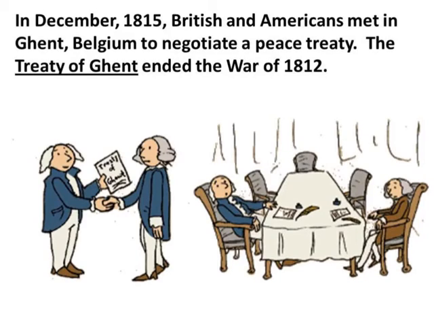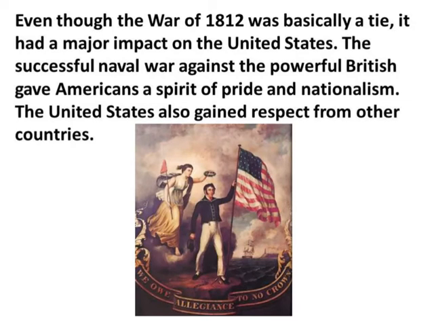In December of 1815, British and Americans met in Ghent, Belgium, to negotiate a peace treaty. The Treaty of Ghent ended the War of 1812. Even though the War of 1812 was basically a tie, it had a major impact on the United States. The successful naval war against the powerful British gave Americans a spirit of pride and nationalism. The United States also gained respect from other countries.